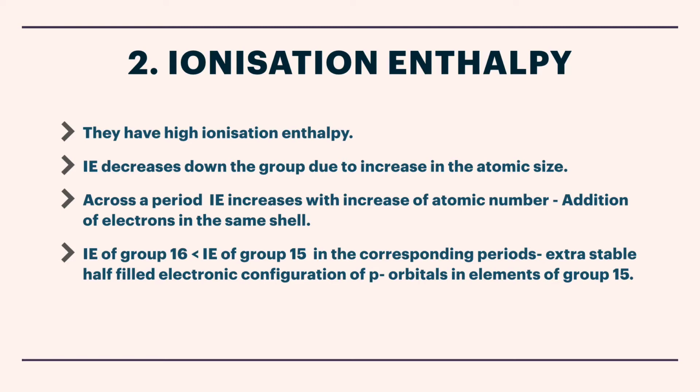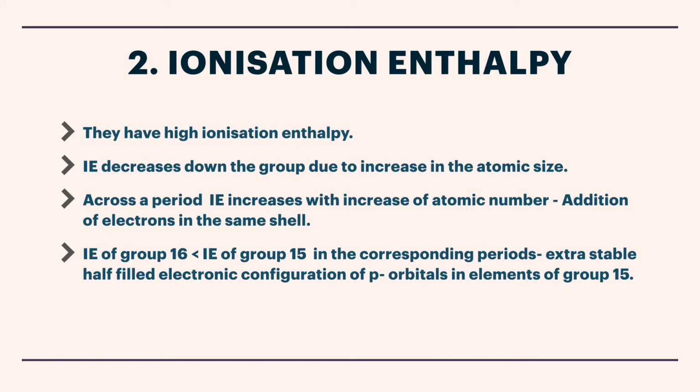So IE decreases down the group due to the increase in the atomic size. Obviously, as the atomic size increases, the nuclear charge felt by the last electron will be less. As a result, less energy is needed to remove that electron from the outermost shell. So that is the logic behind understanding the trend of ionization enthalpy in the group and in the period. Size increases, nuclear charge felt by the last electron is less. Therefore, down the group, the ionization enthalpy decreases.